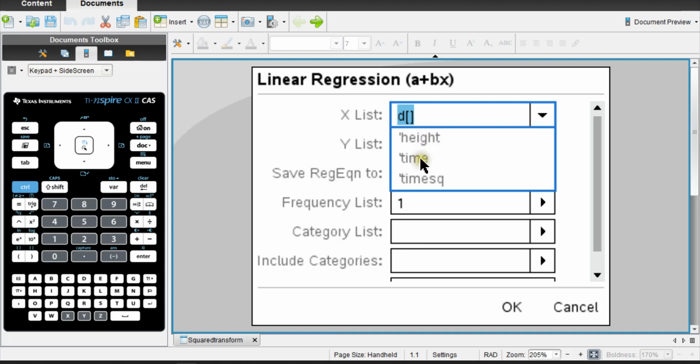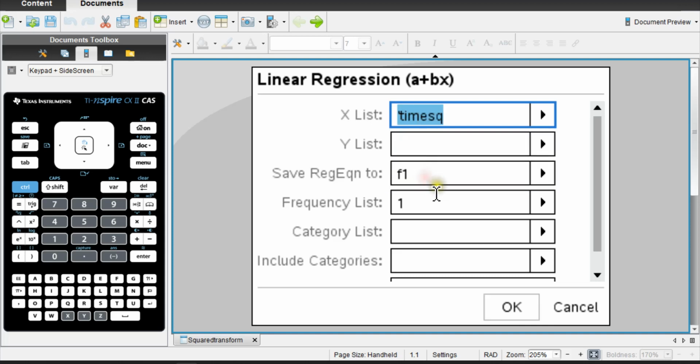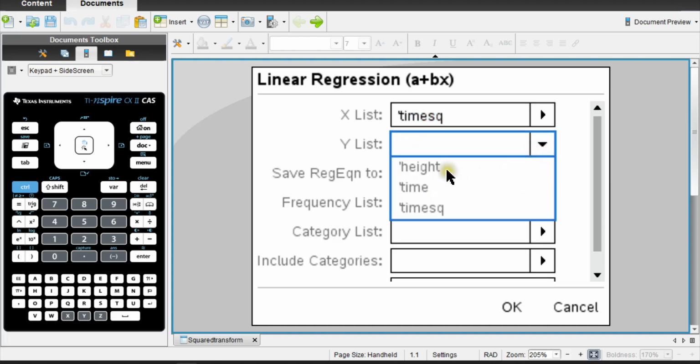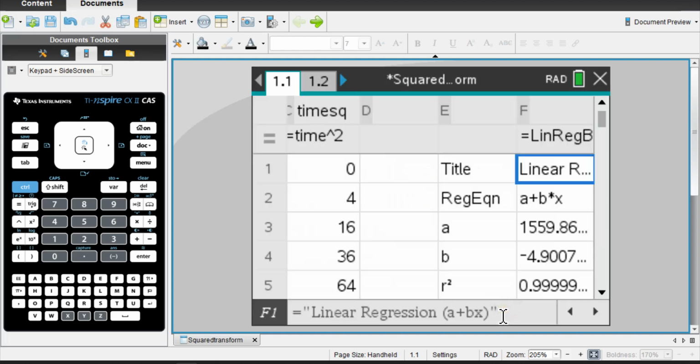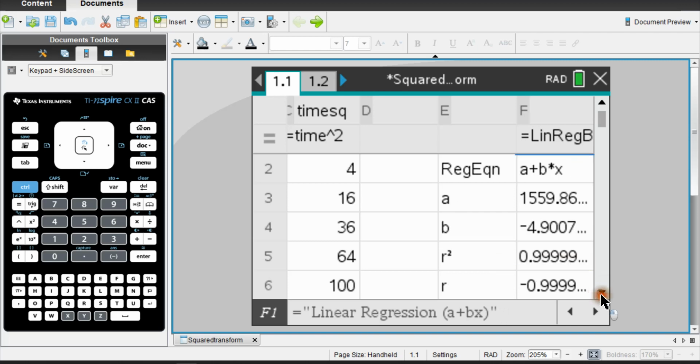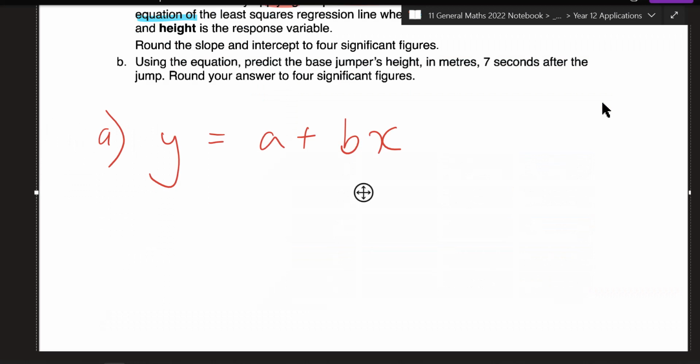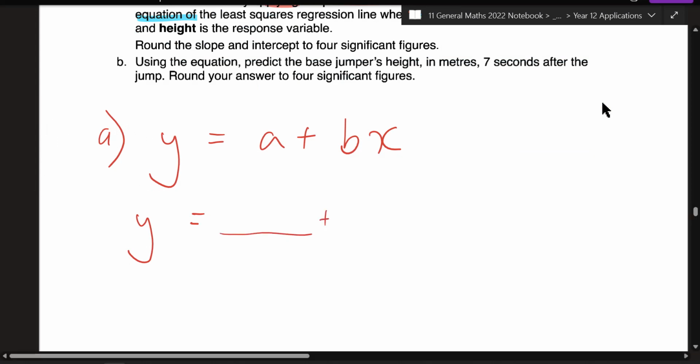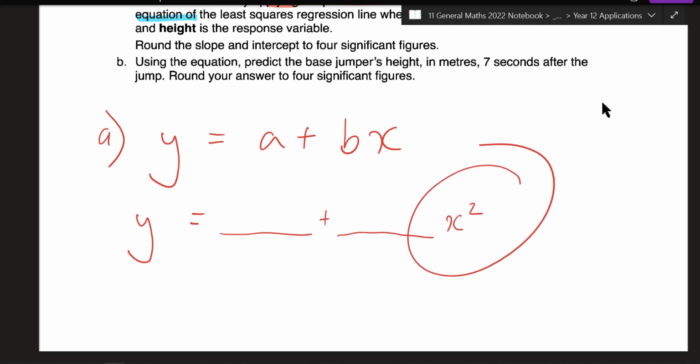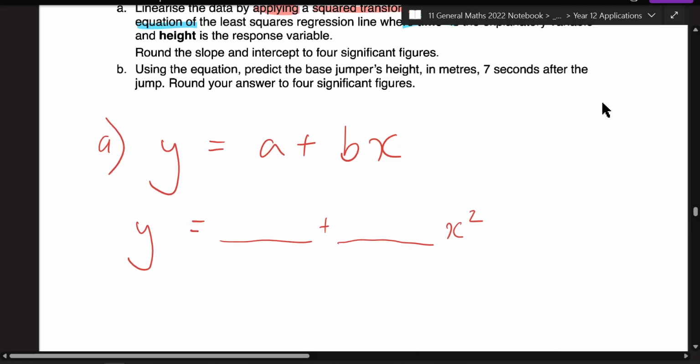Instead of the normal time, remember I squared it. So I'm going to put time squared on my X variable, and on Y, it's the height. Okay, so there are my variables here. Now remember, on your calculator, on your formula, you're only changing A and B. So it's going to be y equals A plus B x squared. Remember, you've squared that x variable. Okay, so keep that in mind.